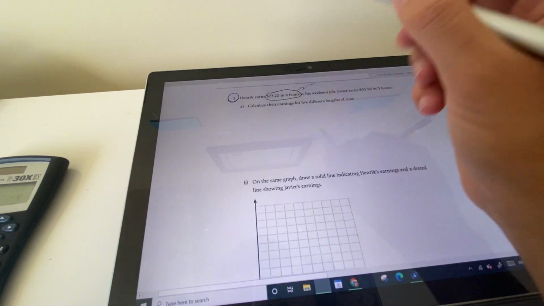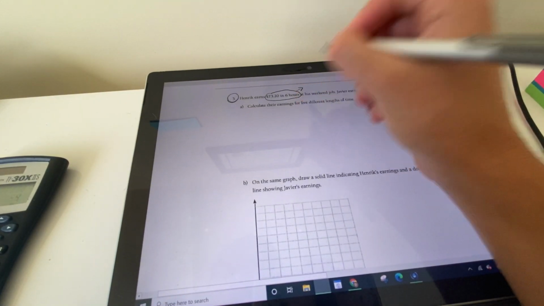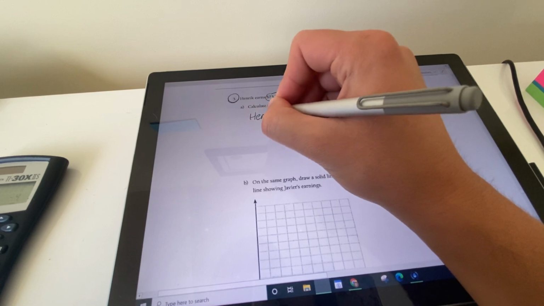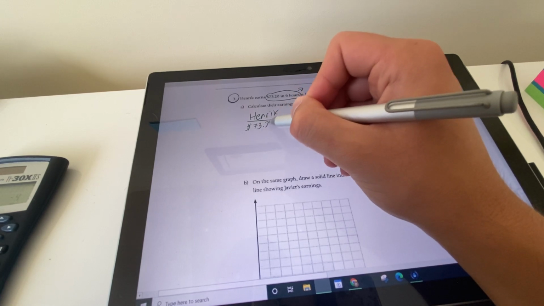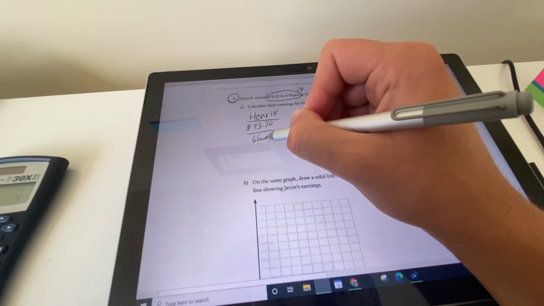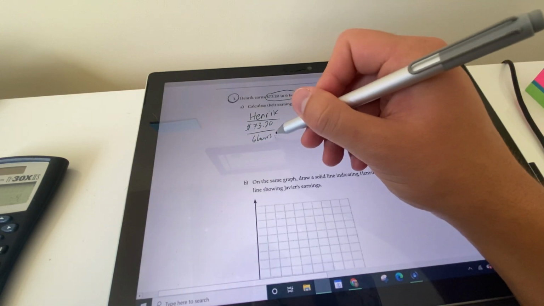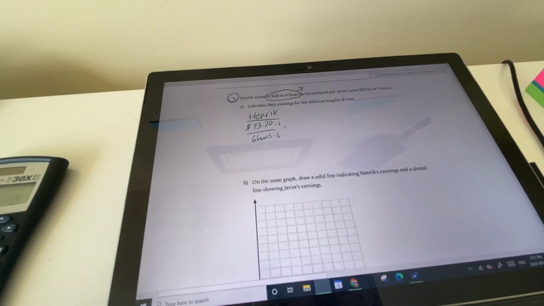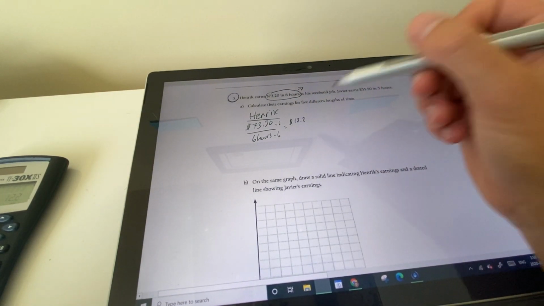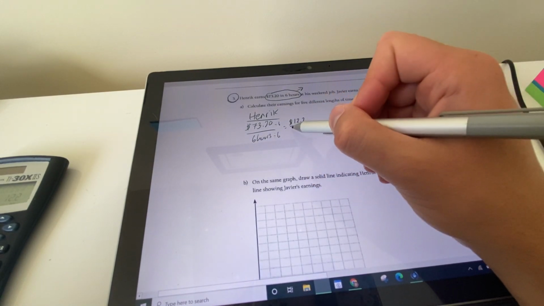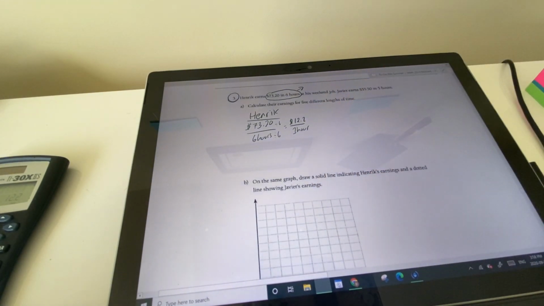This guy earns, well, let's do Henrik here. Henrik earns $73.20 over 6 hours. If we want a rate, we can do dividing by 6. 73.2 divided by 6 gives me $12.2. 6 divided by 6 gives me 1, so that's 1 hour. So every hour this guy's going to make $12.2. Okay.